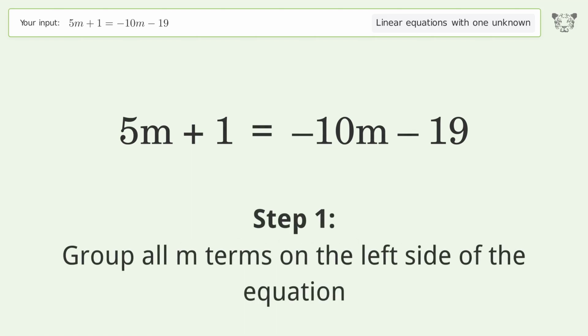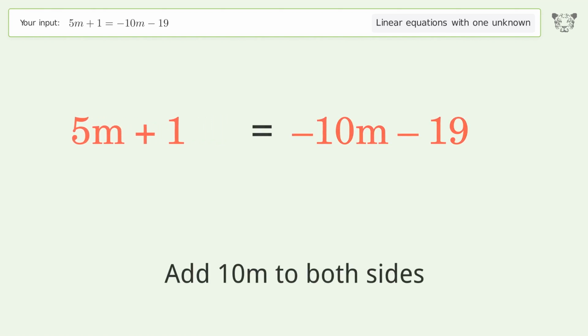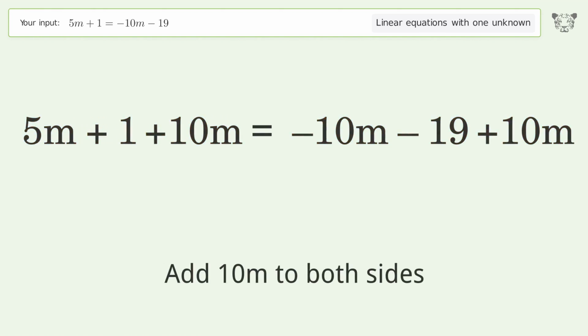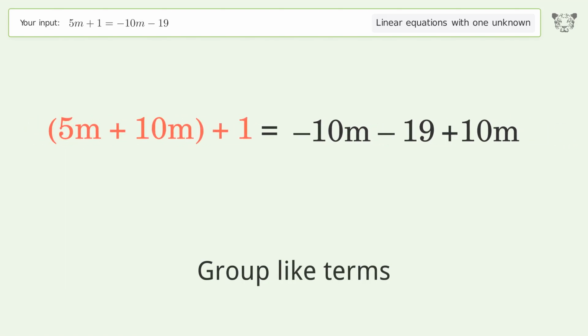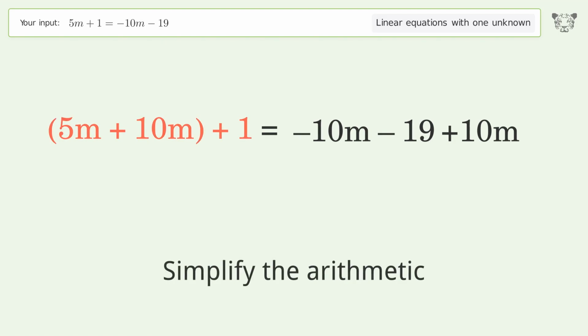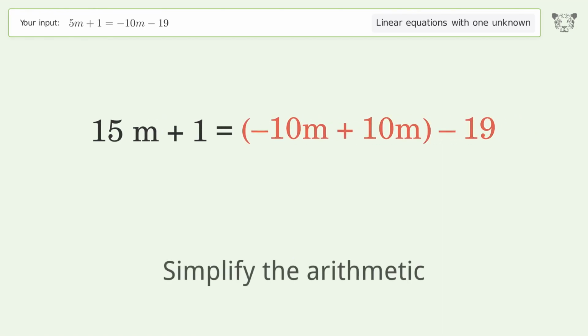Group all m terms on the left side of the equation. Add 10m to both sides. Group like terms. Simplify the arithmetic. Group like terms. Simplify the arithmetic.